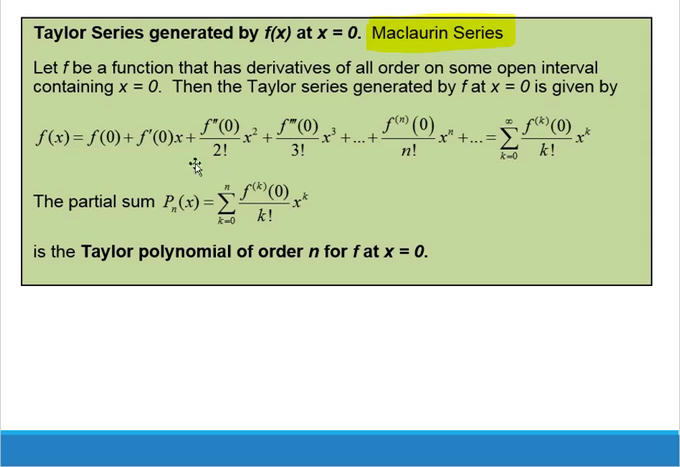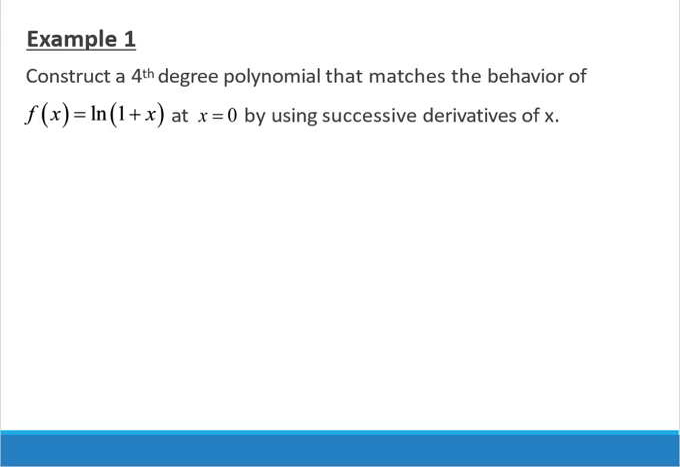So this is a Taylor series of order n. The order means the highest exponent centered at 0. So let's talk about what this means. Construct a fourth degree polynomial that matches the behavior of that by using successive derivatives of x.